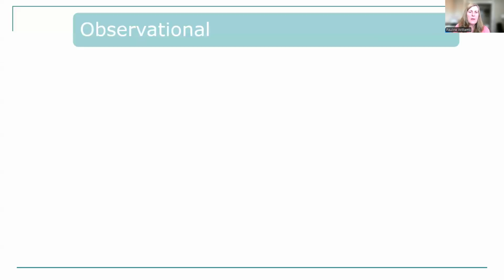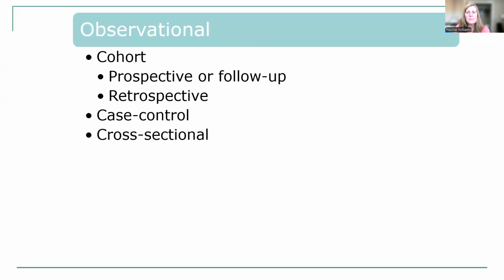The first type of primary research we're going to look at are what are called observational studies. And in observational studies, we're observing the subjects. And there are different types of observational studies. One is called a cohort, meaning that we follow a group over time. And we can do a prospective cohort study or a retrospective cohort study.